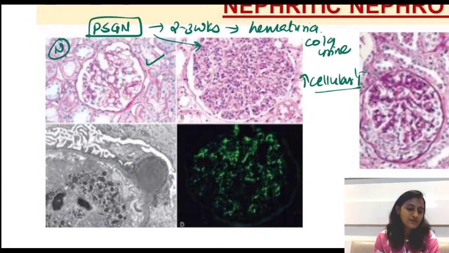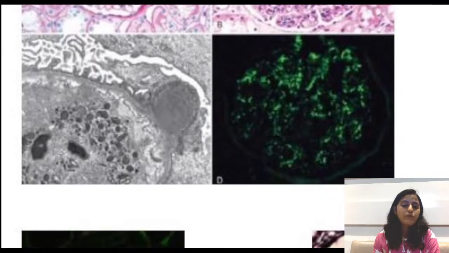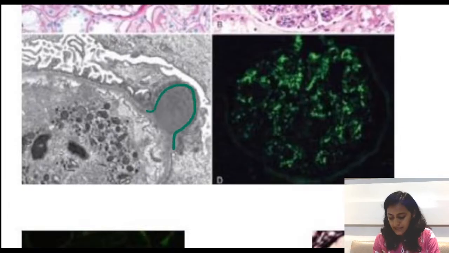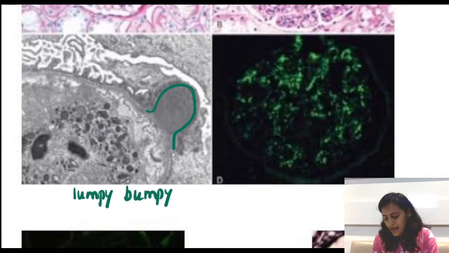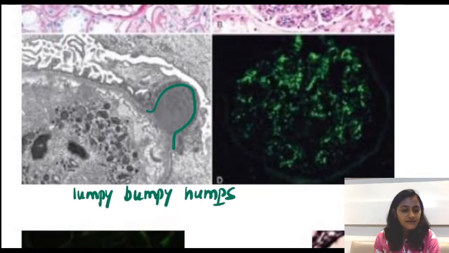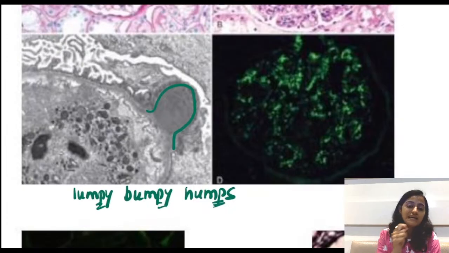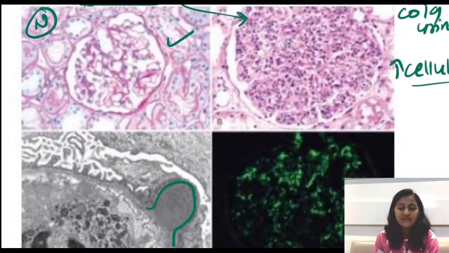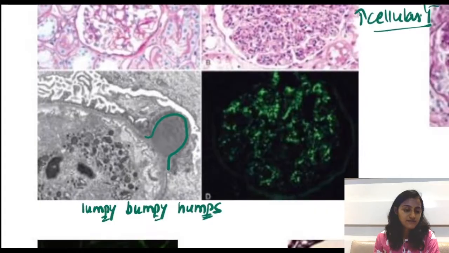There is increased cellularity. Next, look at the electron microscopy. What are you seeing in electron microscopy? The lumpy-bumpy appearance, the subepithelial humps, is what we see. Look at the P, P and P in PSGN: PSGN has lumpy-bumpy and the humps, the subepithelial humps.